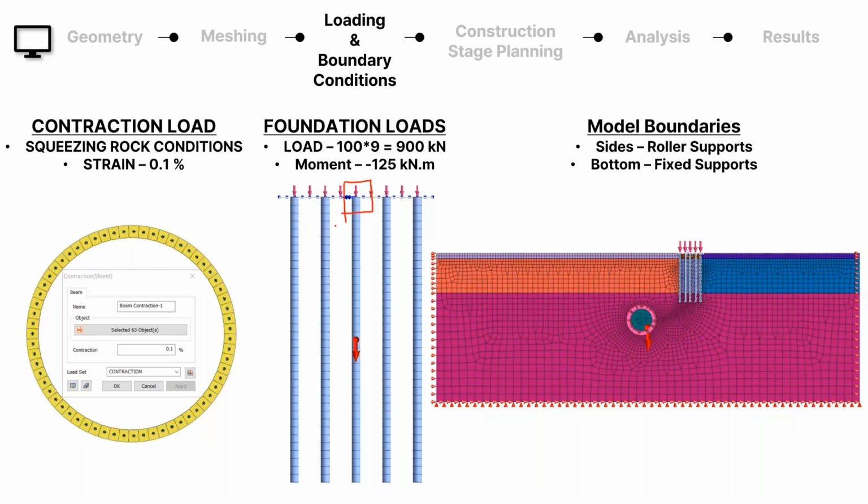Now a moment cannot be applied directly to a plane strain element. So we have to create a rigid link. So this is the master node. These are the slave nodes. Master, slave. So the moment is minus 125 kilonewton meters in the x direction. Then the strain is 0.1% as volume loss along the liner. So after that, the loading conditions are done. We just provide the boundary conditions, which are the roller supports on the side walls, and on the bottom we have the fixed supports.